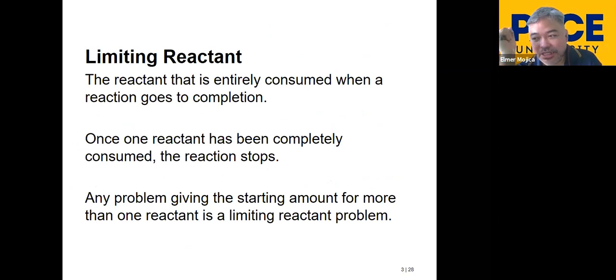Okay, so when we have a limiting reactant, this is the reactant that is entirely consumed when the reaction goes to completion. This is the reactant that will dictate how much of the products will form, and how much of the other reactant is going to be utilized. So any problem giving the starting amount for more than one reactant is a limiting reactant problem.